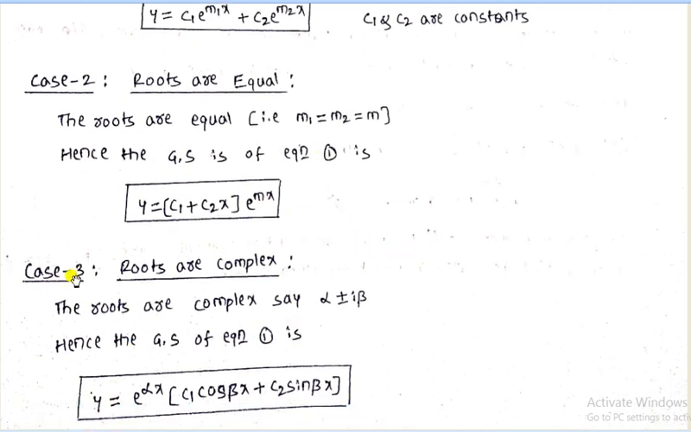Then the third and last case, roots are complex. The roots are complex, say alpha plus or minus i beta. Here alpha is called the real part and i beta is called the imaginary part. If the roots are complex, then the general solution of equation 1 can be written as e to the power alpha x, so use the real part, into bracket c1 cos beta x plus c2 sin beta x.